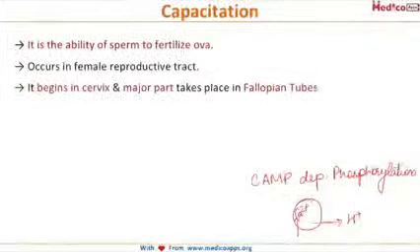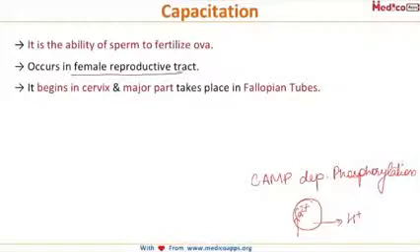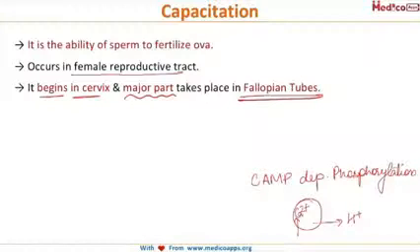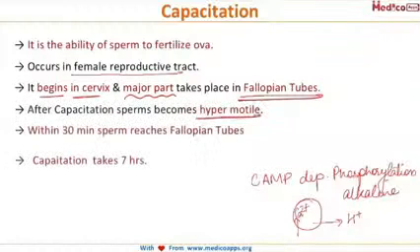And where does it occur? It occurs in the female reproductive tract. Begins in the cervix and the major part takes place in the fallopian tubes. So majorly capacitation occurs in the fallopian tubes. Now this is a physiochemical process. Cyclic AMP dependent phosphorylation occurs and these sperms become alkaline. There is efflux of the hydrogen ions and the calcium ions come in. And now this process makes the sperm hypermotile.